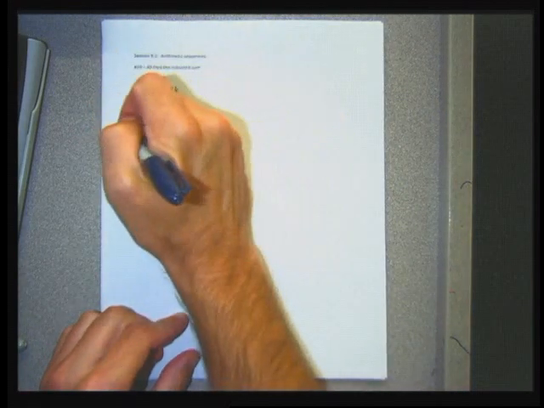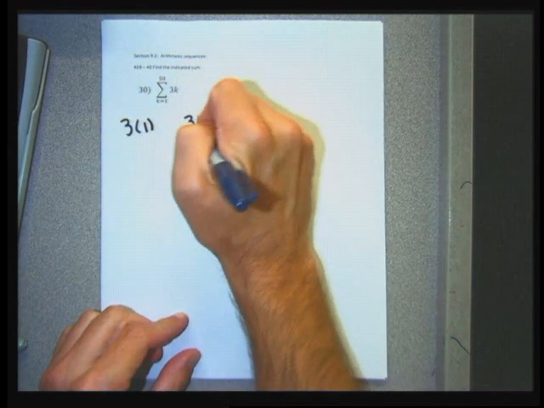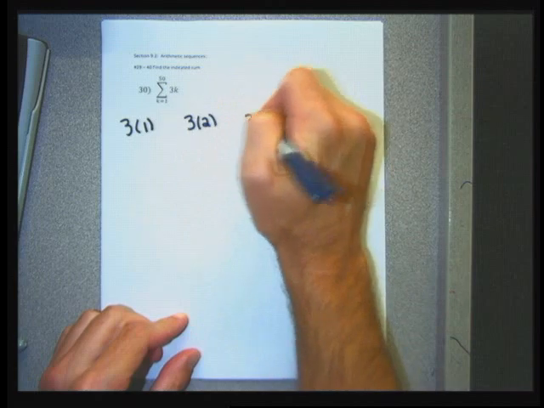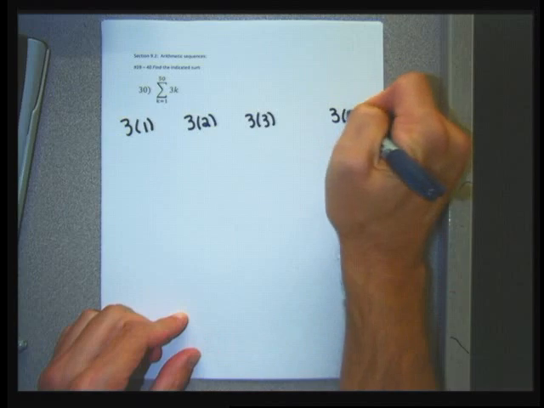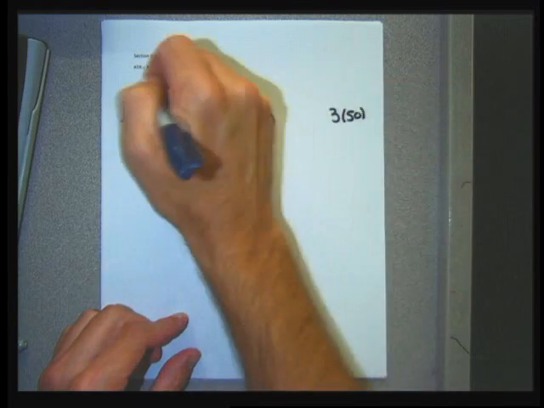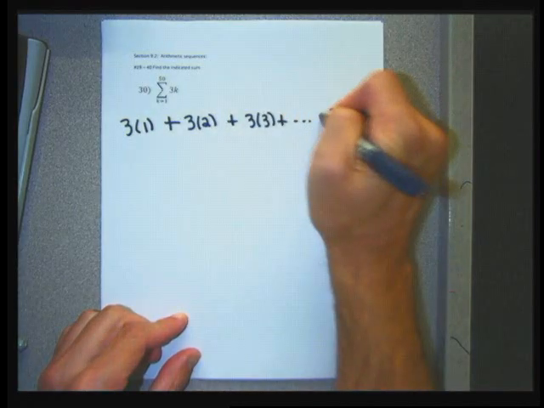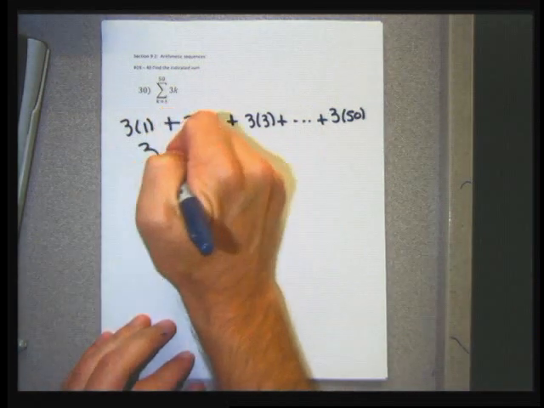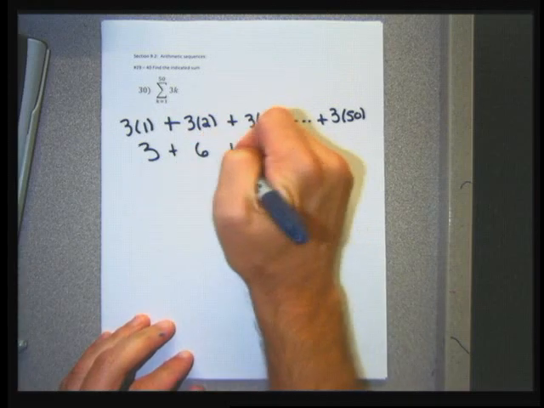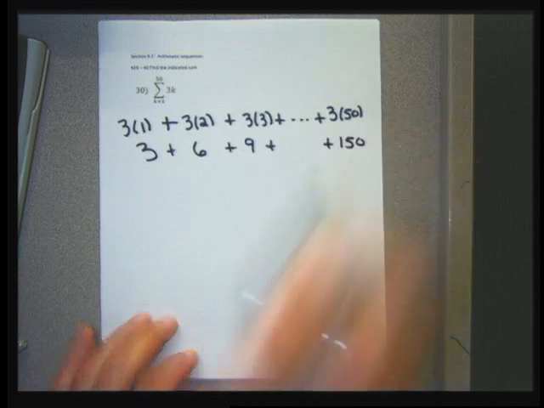So first I'm going to plug 1 in for k. Then I'm going to plug 2 in for k. Then I'm going to plug 3 in for k. And keep doing that all the way till I plug 50 in for k. The sigma notation says after you plug the numbers in, you add the results. So this problem is asking me to add the numbers 3 plus 6 plus 9 plus all the way down to the last number of 150.